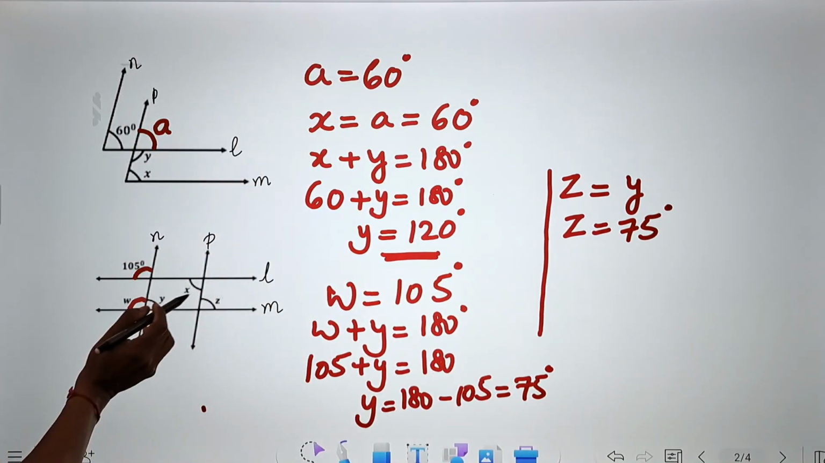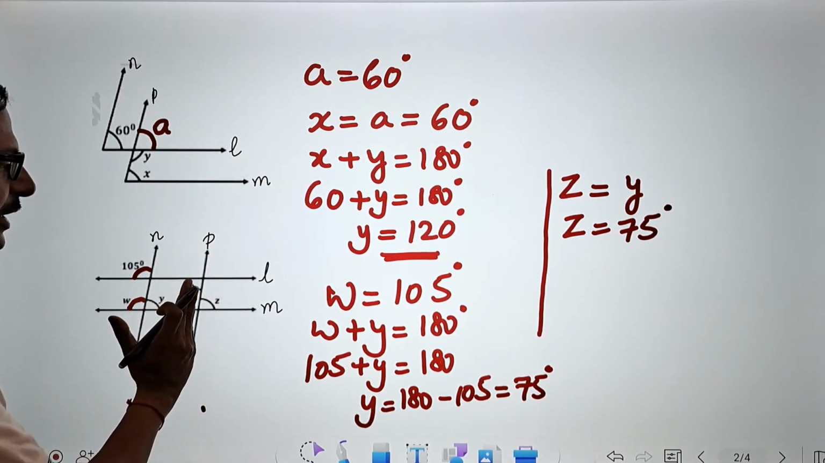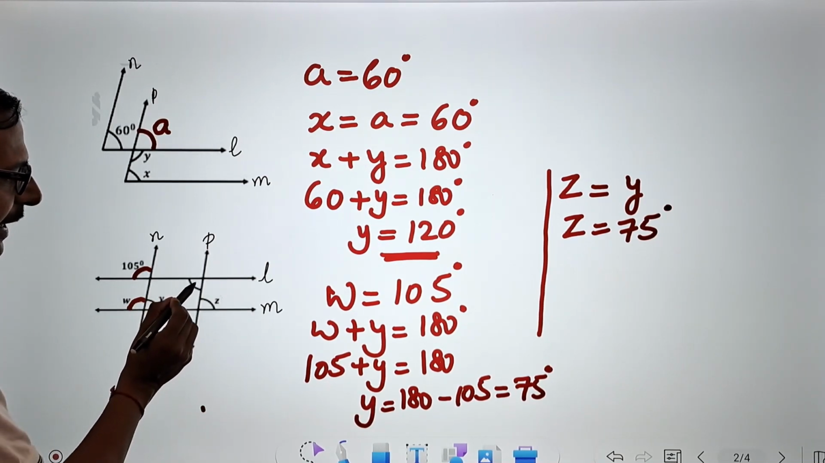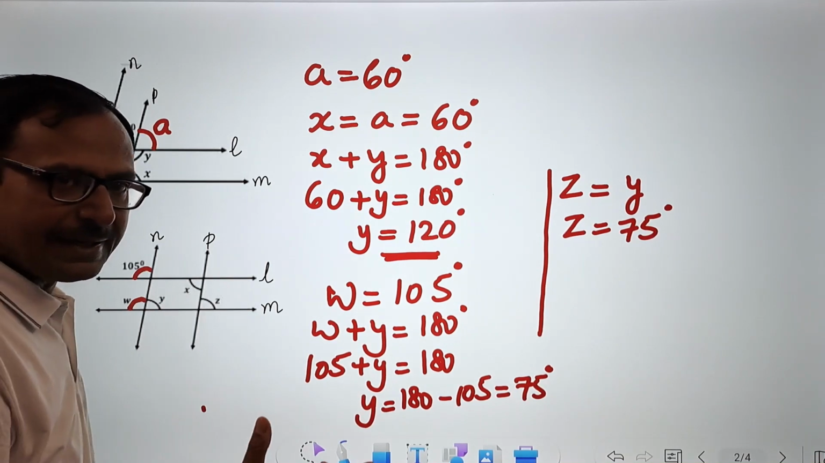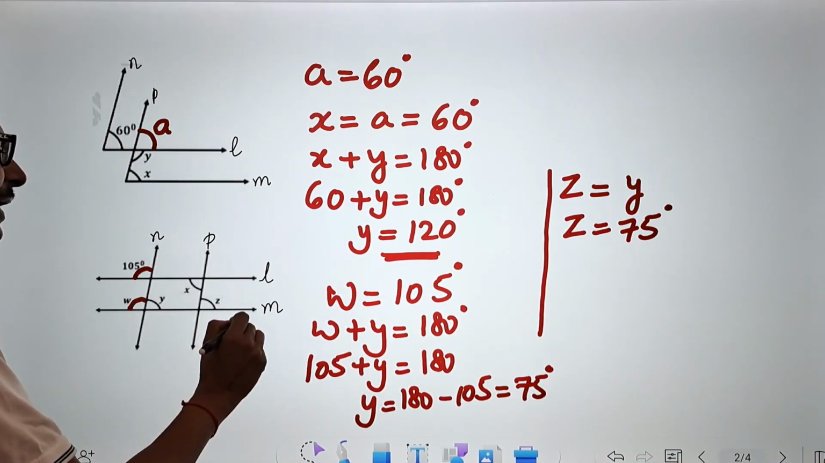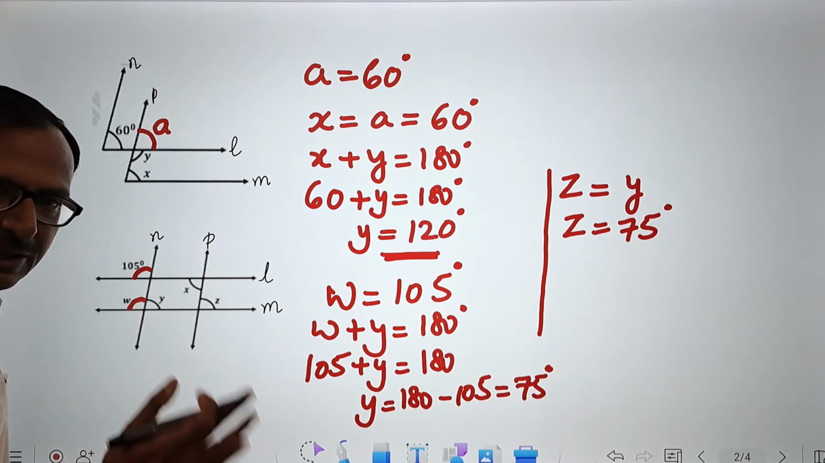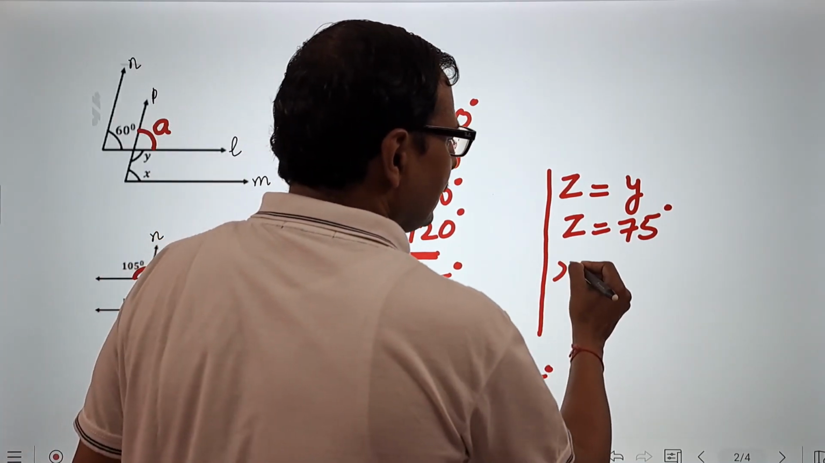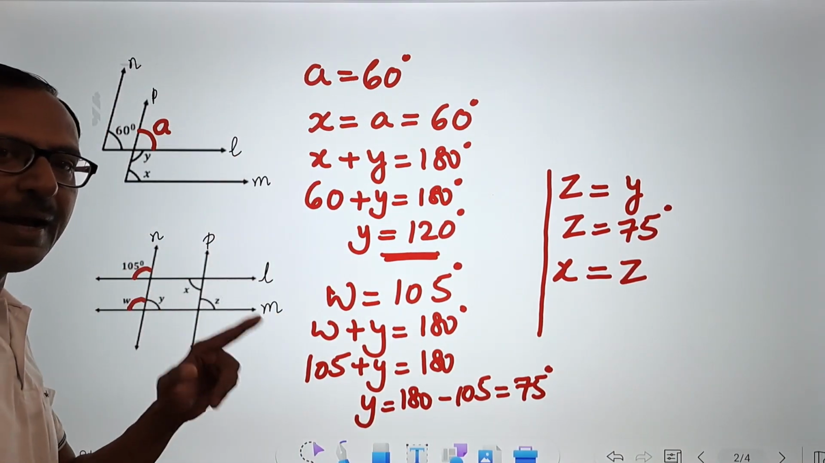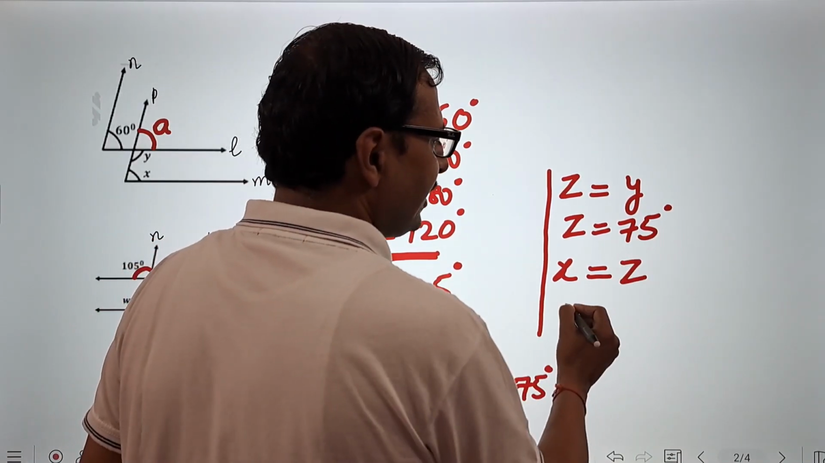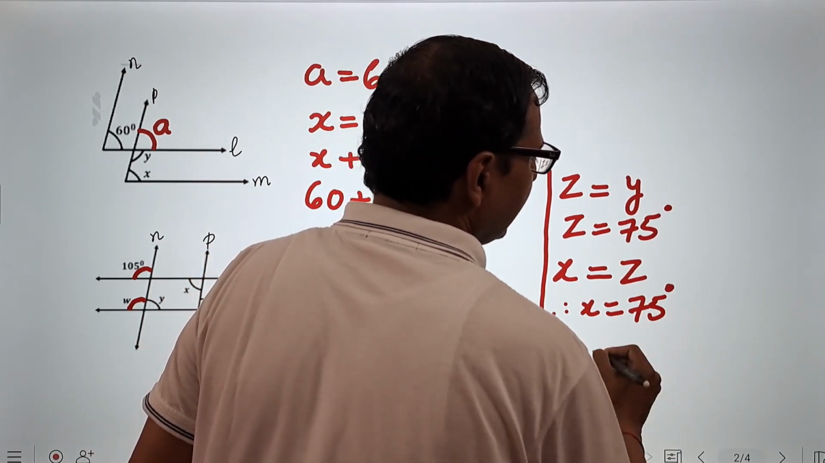And what is the relationship between Z and X? This Z is on the right side of the transversal and X is on the left side of the transversal. They are called alternate interior angles, and whenever two parallel lines are intersected by a transversal, the alternate interior angles are equal, and therefore X will be equal to Z. They are alternate interior angles. Now Z is 75, therefore X is also 75 degrees.